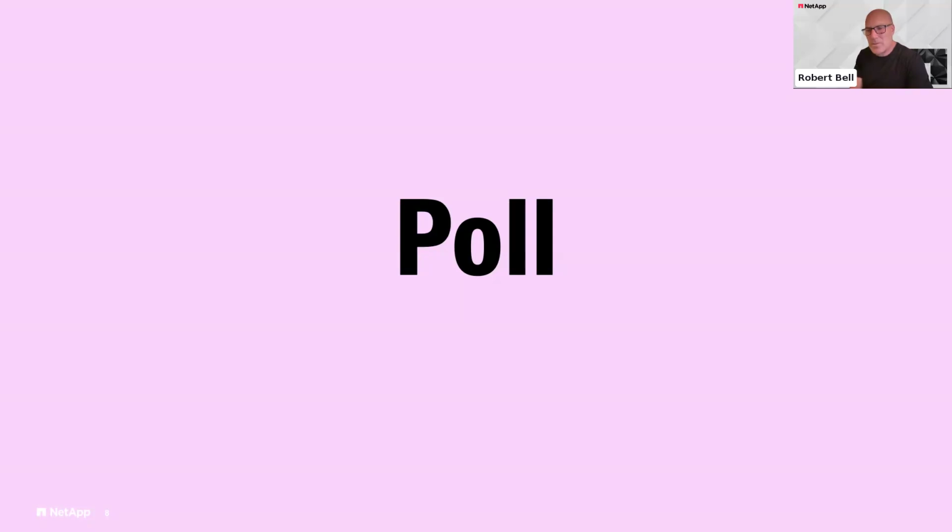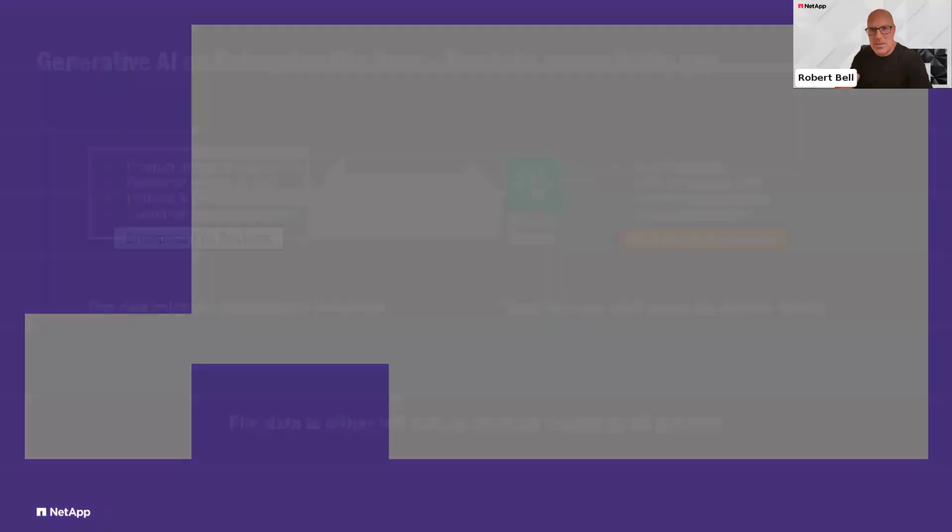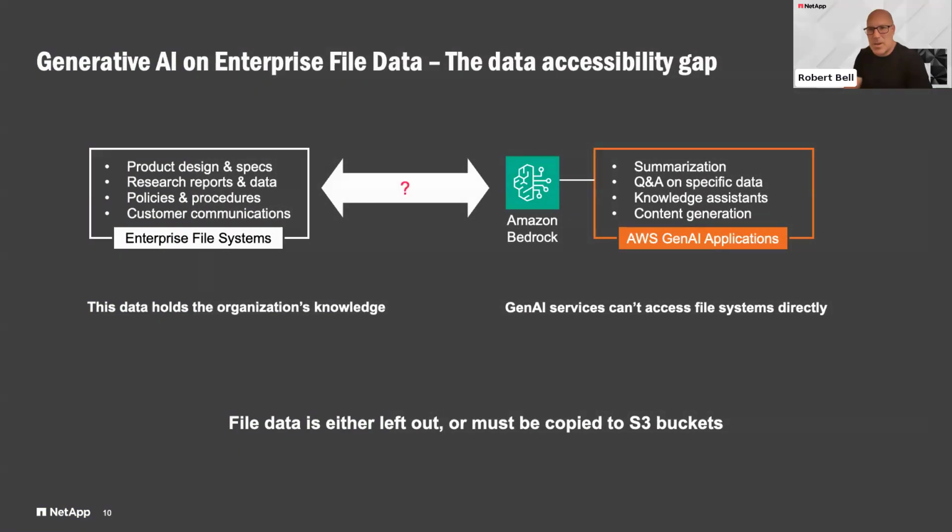this will be the first use case that we want to talk about, and I'll bring that up now. What I want to talk about is how you put your file data to work with Gen AI workflows. The challenge is, in many cases, do you have to be an AI expert to use it? When it comes to services like Amazon Bedrock, in this example, you don't need to be an expert.